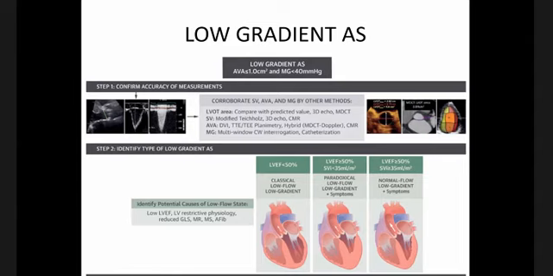A good example of increased afterload producing diastolic as well as systolic dysfunction is the low gradient aortic stenosis. Now, as you know, low gradient aortic stenosis is divided into 3 subsets. One is with low ejection fraction. The other one is with ejection fraction which is not low because of the hypertrophy of the heart.